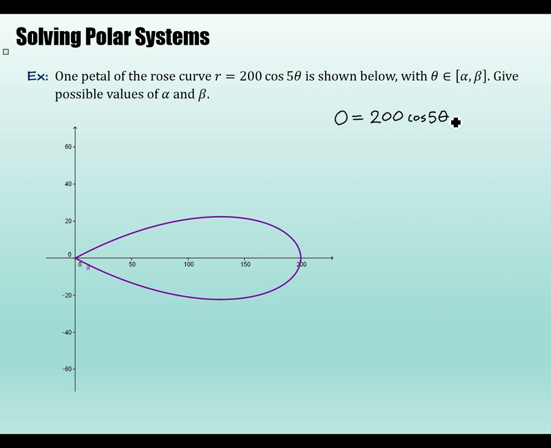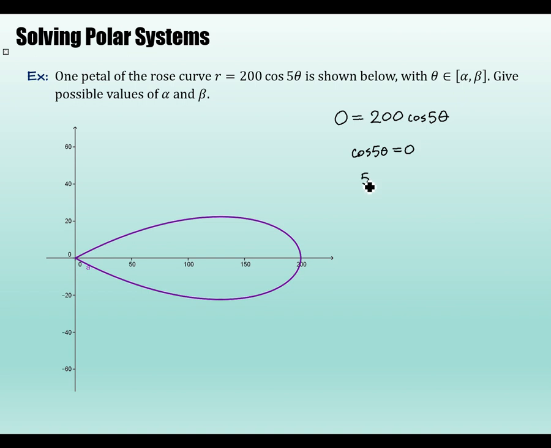And in between any two times when r is 0, and then later when r is 0 again, the very next time, a pedal happened in between those two times, right? Can you imagine? Okay. So when is cosine of 5 theta equal to 0 is the question.